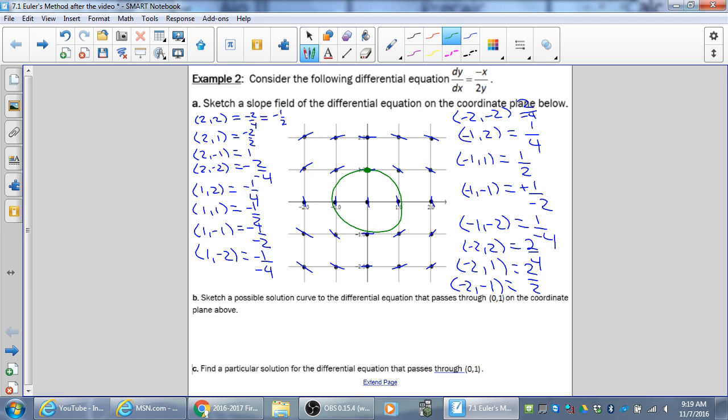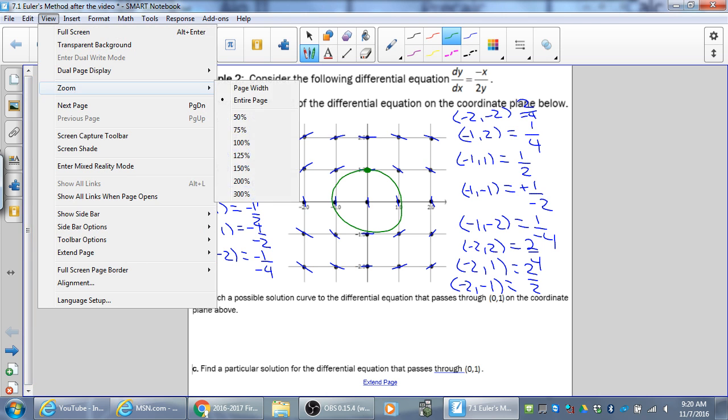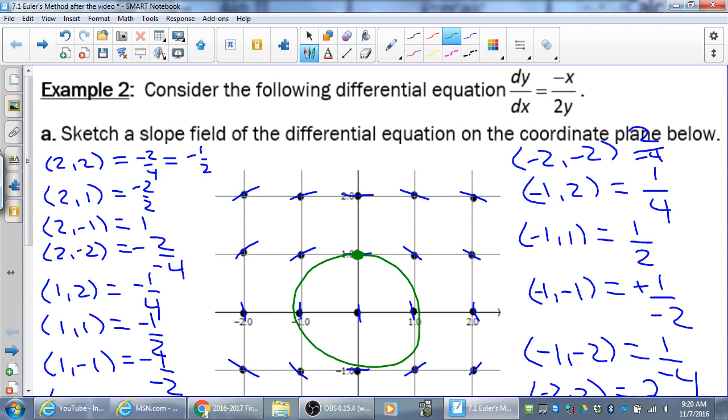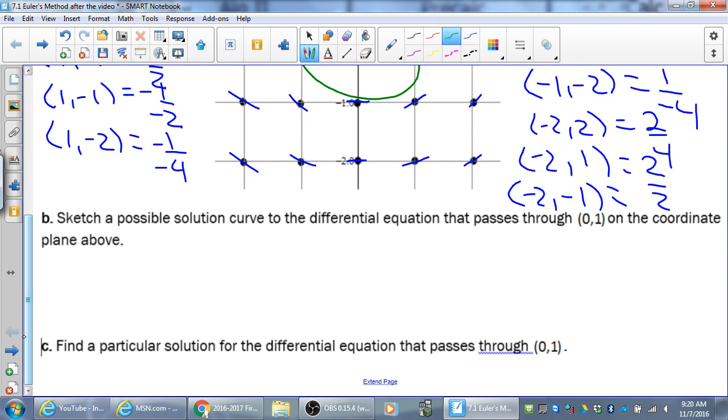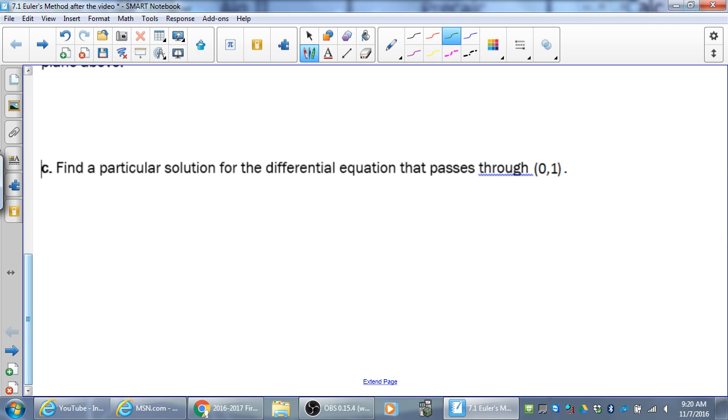Now imagine taking a computer and not having 30 or whatever is up there. Imagine having 3,000 little tangent lines. You could get a pretty good idea of what the original graph looks like. Down at the bottom here, I'm going to go full width now. Page width. Go down to letter C. We sketched the curve. This is dy over dx equals negative x over 2y. It says find a particular solution for the differential equation that passes through 0, 1.